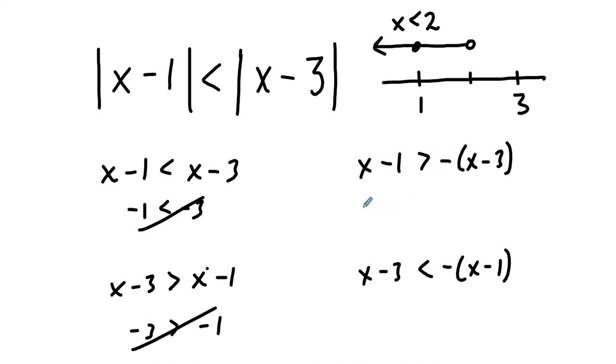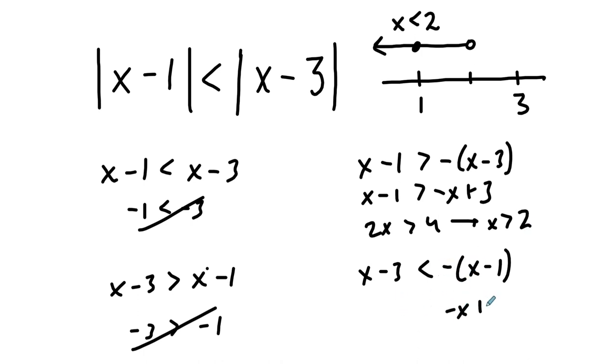In the first case over here, we get x minus 1 is greater than negative x plus 3. Just distribute that negative sign. If I add x, I get 2x, and add 1, I get 4, and that tells me that if I divide by 2, x is greater than 2. But over here, if I distribute the negative sign, I get negative x plus 1, and that's greater than x minus 3. If I add x over here, I get 2x, add 3, I get 2x is less than 4. So x is less than 2.